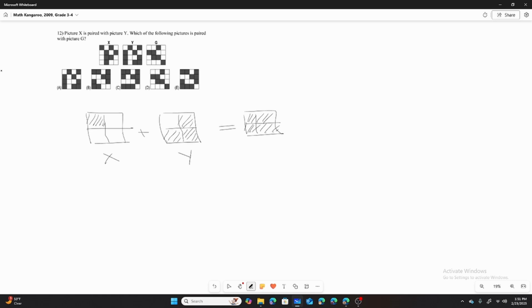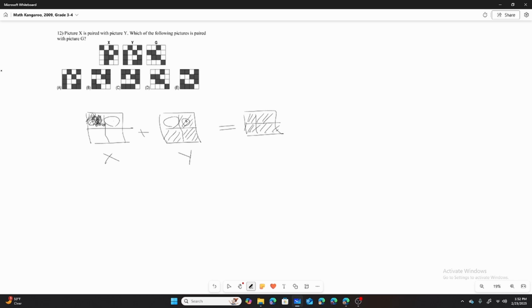That's the idea of this relationship between a pair. If X and Y is a pair, then in certain regions, if this part is black, then this part has to be white. If this part is white, then this part has to be black. So if this is white, this is black, then this part has to be white. If this part is white, then this part has to be black.